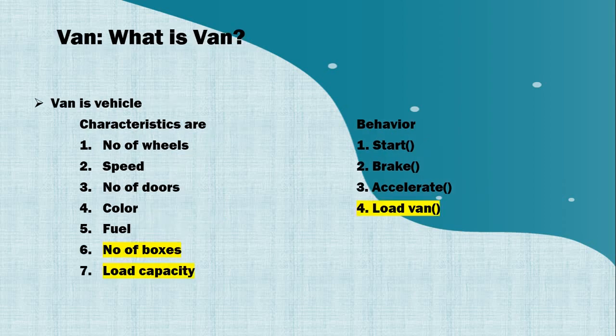What about the van? A van is a vehicle. These characteristics are actually derived from the base class characteristics also. Okay, in a minute we'll see that one. What are the characteristics of the van? Like number of wheels, speed, number of doors, color, fuel, number of boxes, and load capacity. And its behavior will be like start, brake, accelerate, and load van. It's a new behavior which is added in the van.